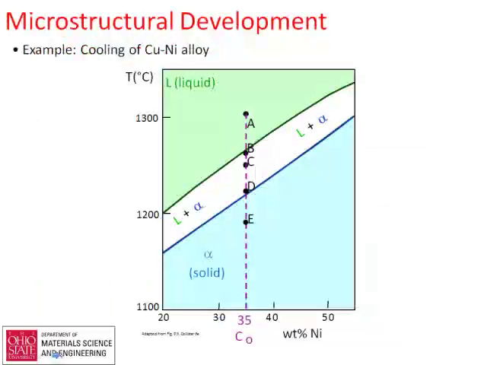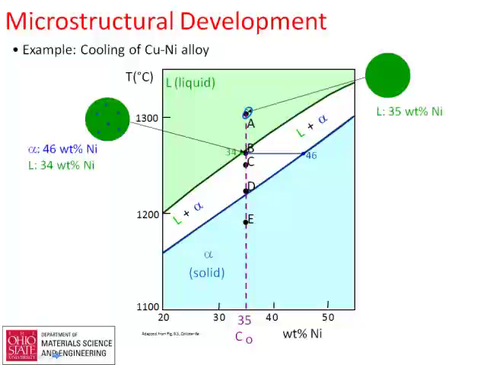So now let's talk about how this starts to relate to processing, and that's where it really gets fun for we material scientists. So let's again consider a copper nickel alloy. We cool down, and we start from all liquid. We hit this point B, we start forming our first solid. So all liquid up there, point B, start forming a little bit of solid, and it's going to be 34 weight percent nickel in the liquid, 46% in the solid.